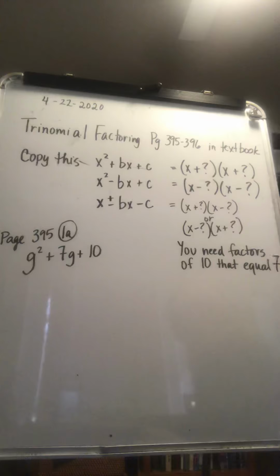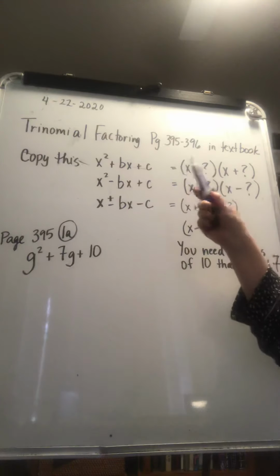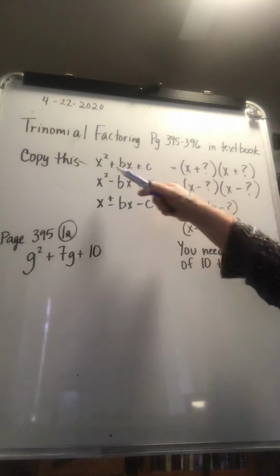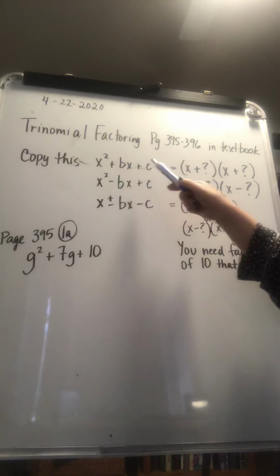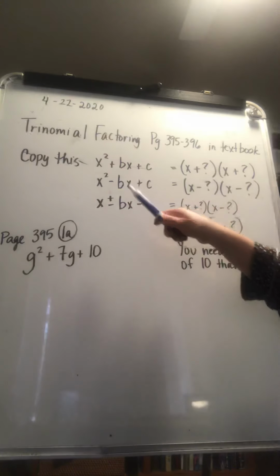Okay, now that you've copied this down, we have trinomial factoring. This is on page 395, 396 in your textbook. I told you to copy this. This is in your book, but this is x squared plus bx plus c. These are all positive, so both of your parentheses will be positive.